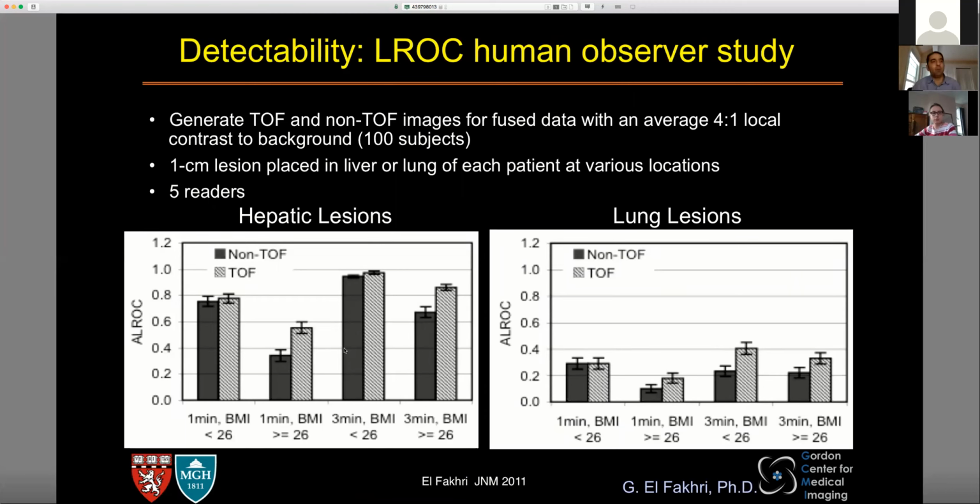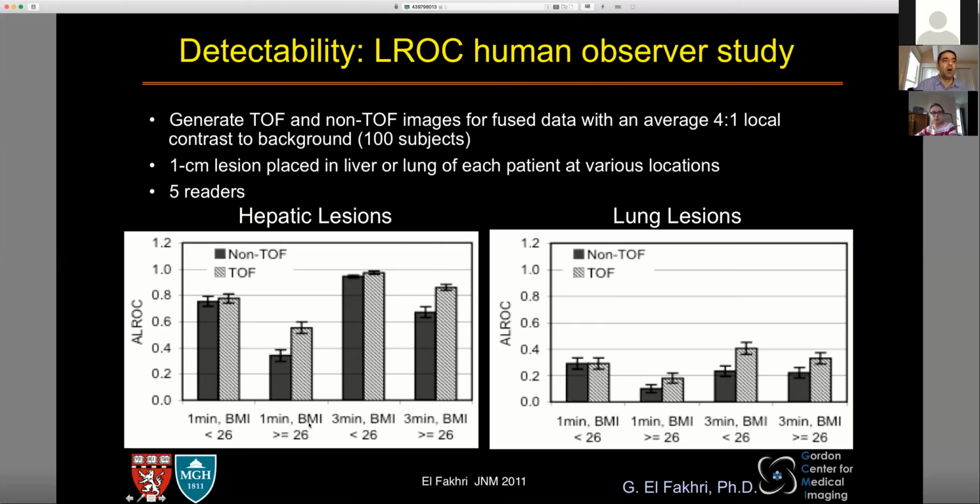What you're looking at here is how good your image quality is. So the higher the bar, the better your image quality. And what you're looking at here is body mass index of 26 versus body mass index of more than 26. And you can see that for less than 26, the bars are higher than for more than 26. Of course, because image quality is better, it's thinner patients. But the gain you get with time of flight is small because the image quality is already good.